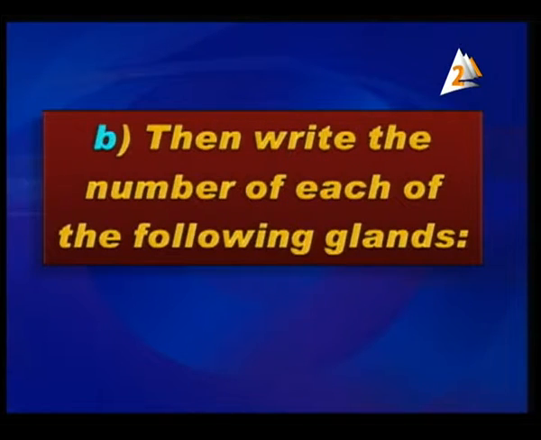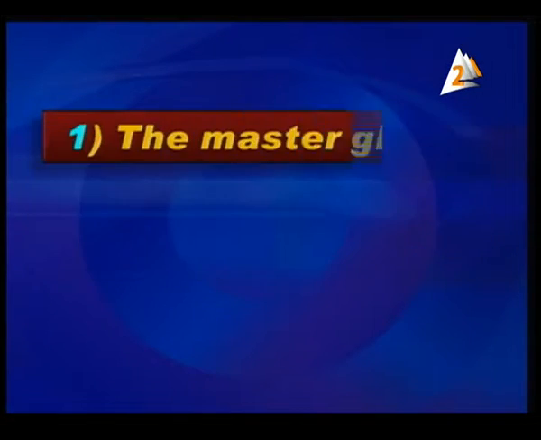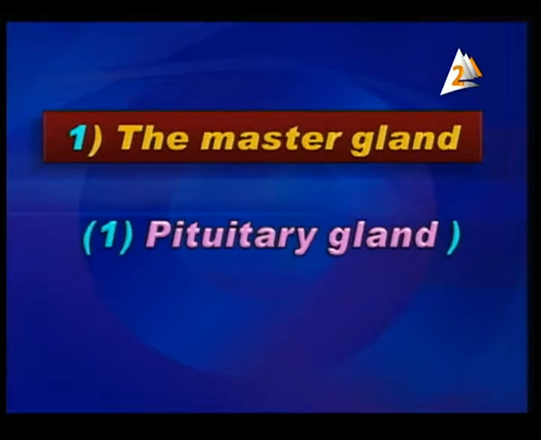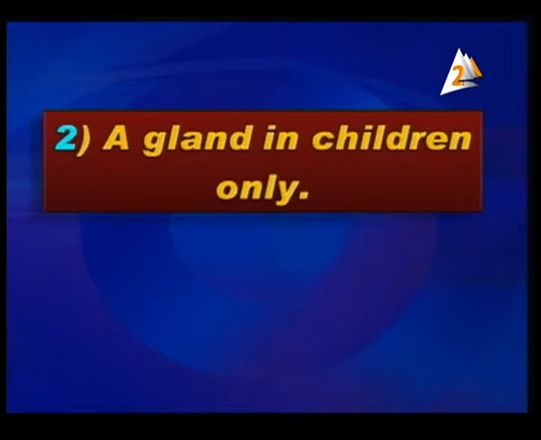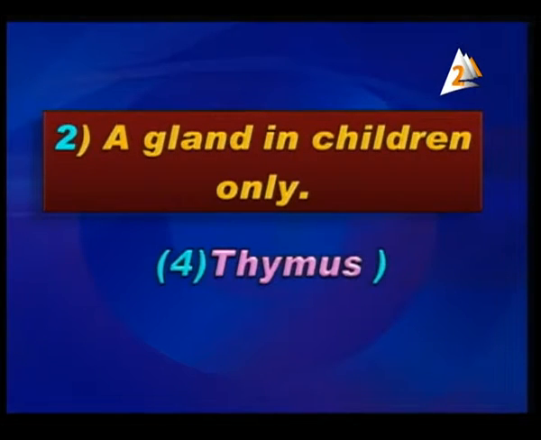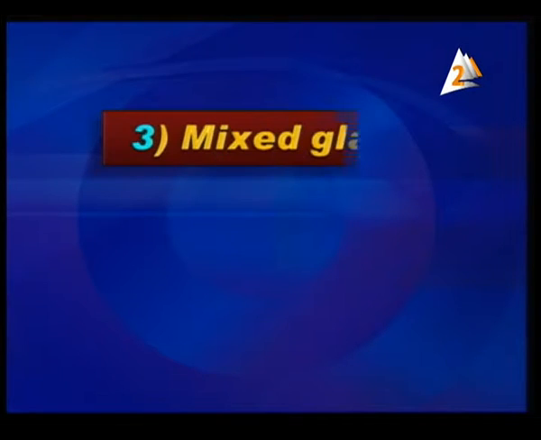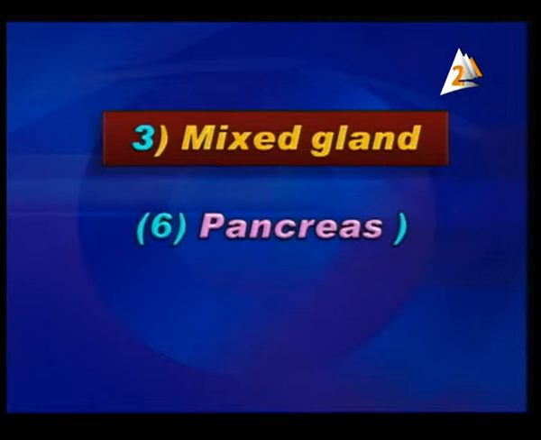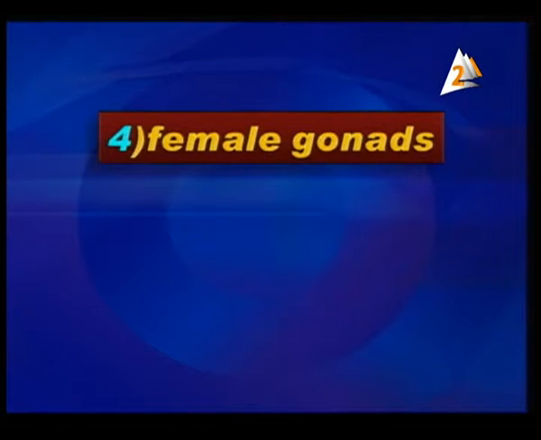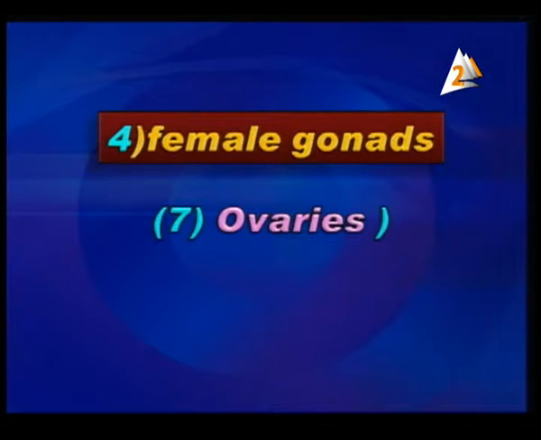Question number B, then write the number of each of the following glands. The master gland, number 1, it is the pituitary gland. Number 2, a gland in children only, the thymus, on the drawing it is number 4. Number 3, a mixed gland, number 6, it is the pancreas. Number 4, ovaries, the female gonads, number 7.